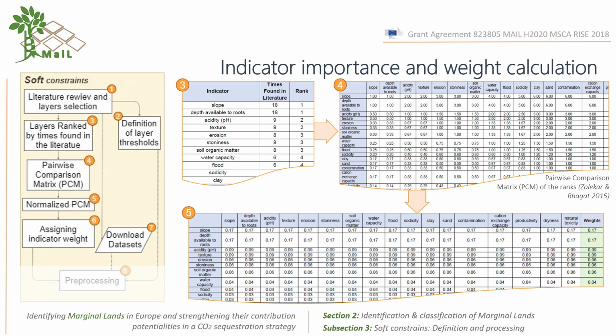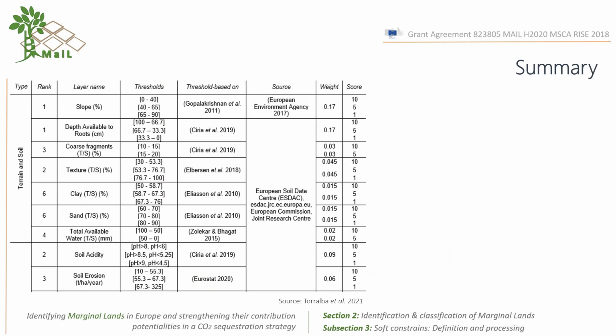To normalize the values, each PCM value is divided by the sum of the values in each column, and then the weights for each indicator are calculated using the average of the values in each row. These weights are scaled 0 to 1 in ascending order to preserve the area according to the importance in the marginality, and the sum is equal to 1. Finally, we will obtain a table like this one. In this case, this is the summary table of the soft indicator using the MaiL project methodology.